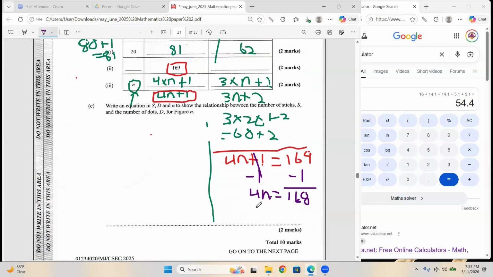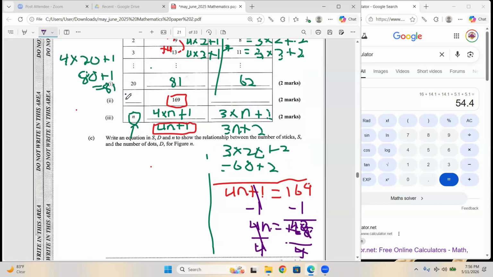4n is 4 multiplied by n. We do the opposite of multiplication, which is to divide. Okay, divide. 4 into 4 is 1. So n is equal to what? Well, we can use the calculator, or I'll just do it quickly in my head. 16 divided by 4 is 4. 8 divided by 4 is 2. So I'm getting figure number 42. So this is figure number 42.